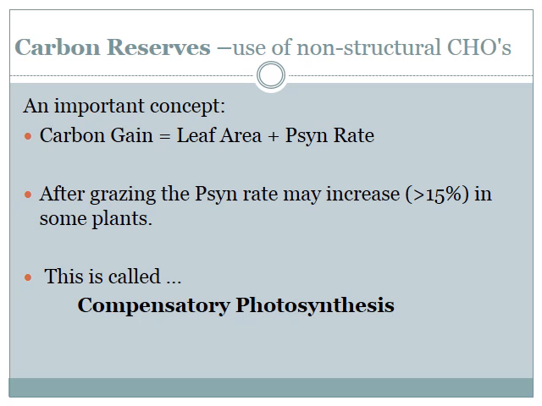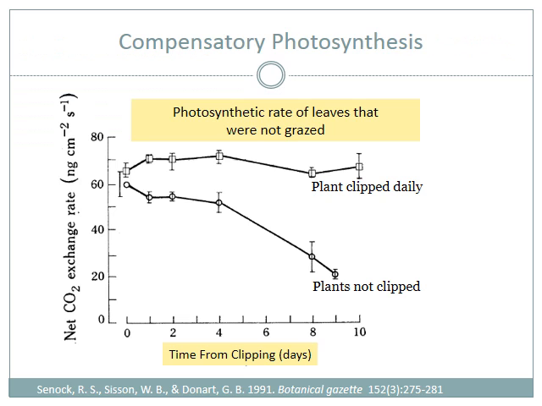After grazing, the photosynthetic rate can increase up to 15% in plants, and that's called compensatory photosynthesis. So this is a kind of little trick that is played in this equation. So you've got leaf area and photosynthetic rate, but if you remove some of the leaf area, the remaining leaf area will often see an increase in photosynthetic rate, and that increase in rate is called compensatory photosynthesis. So it helps the plant survive grazing events just by increasing efficiency.